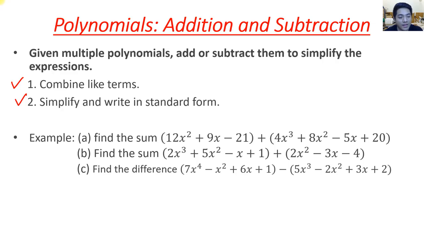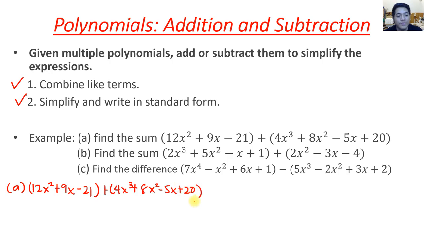For example, in letter A, find the sum of 12x squared plus 9x minus 21 plus 4x cubed plus 8x squared minus 5x plus 20. This means we combine like terms, that is, terms that are alike, for example 12x squared and 8x squared.